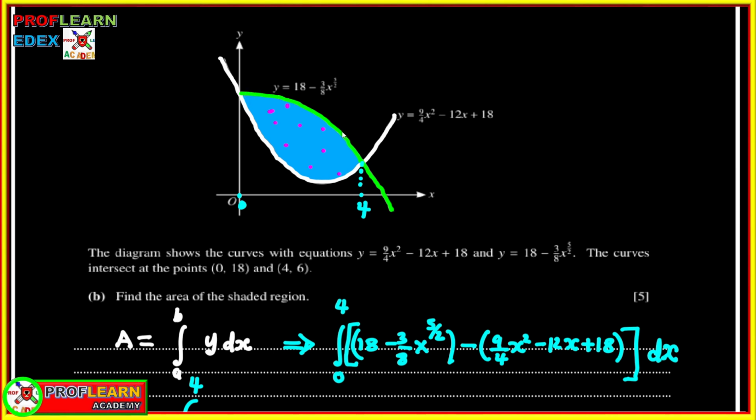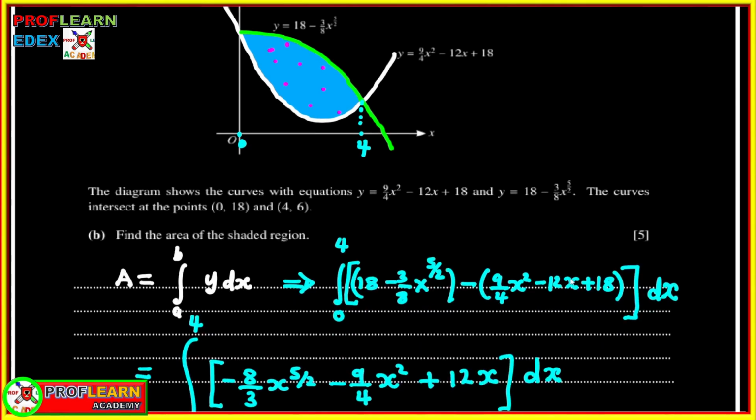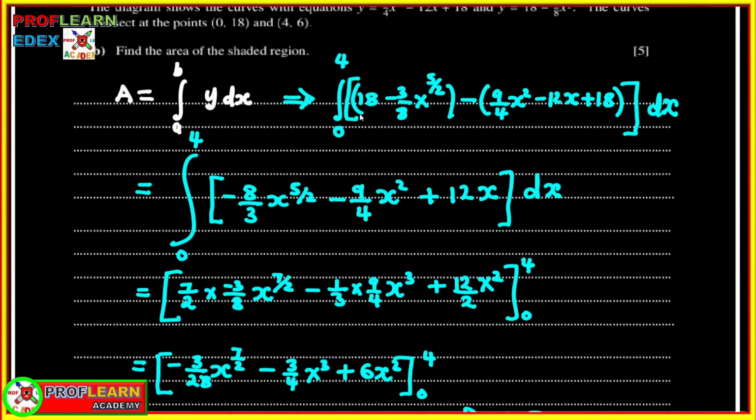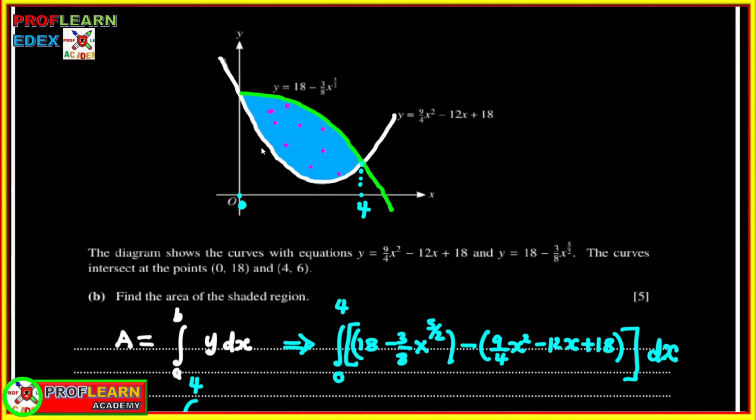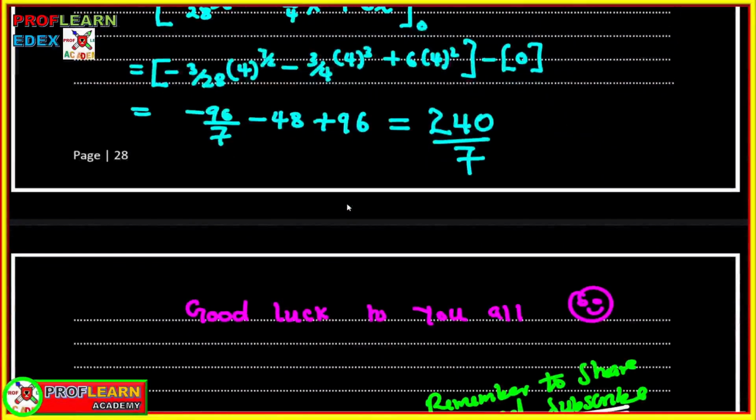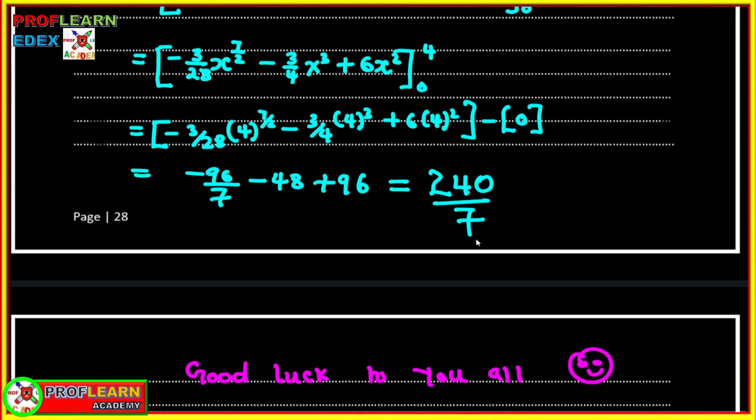Or you can just work out the area under this graph, and also work out the area under the graph of this, then subtract the two areas. But it's better you take the graph above, subtract the graph below, then integrate, and get the answer directly like that. So if you subtract, you are going to get negative 8 over 3 x raised to power 5 over 2 minus 9 over 4 x squared plus 12x, and then you are integrating with respect to x. The limits of integration were given here, from 0 all the way to 4. So those are the x values. Then substituting that, we are going to get our answer as 240 over 7.